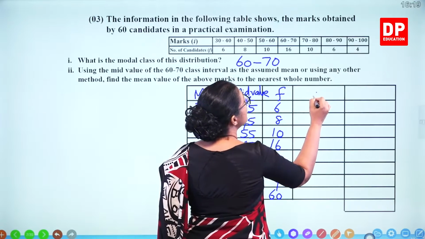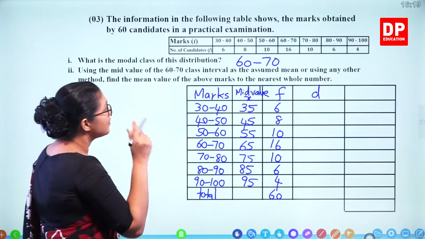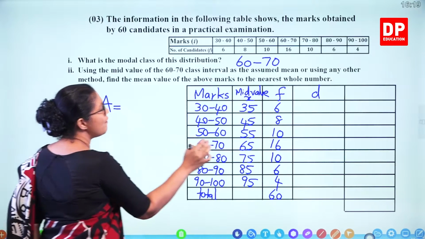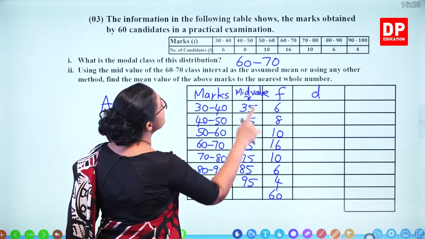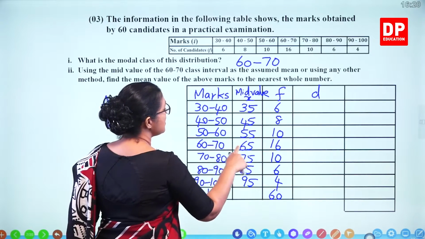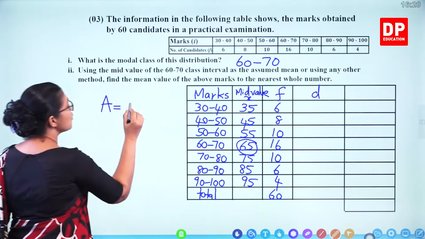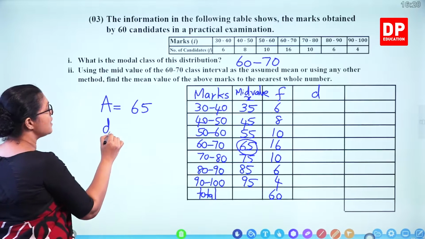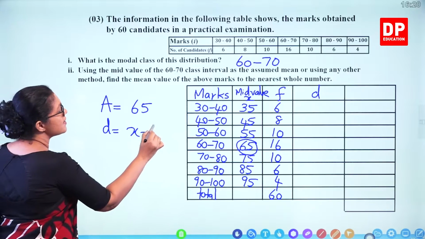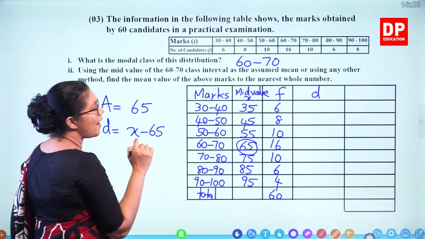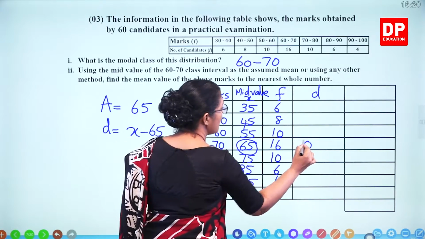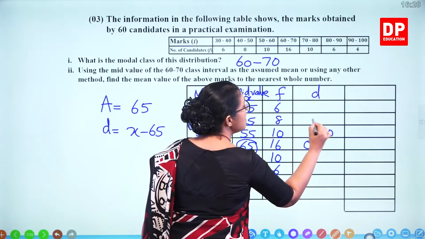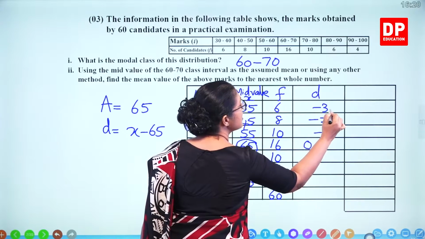And deviation. So what is assumed mean? They are asking to take the mid value of the 60 to 70 interval. So 60 to 70 interval, mid value is 65. So assumed mean is 65. So what's the deviation? x minus 65. So you subtract 65. So you get 0 here. So each one here, gap is 10. So minus 10, minus 20, minus 30 here.